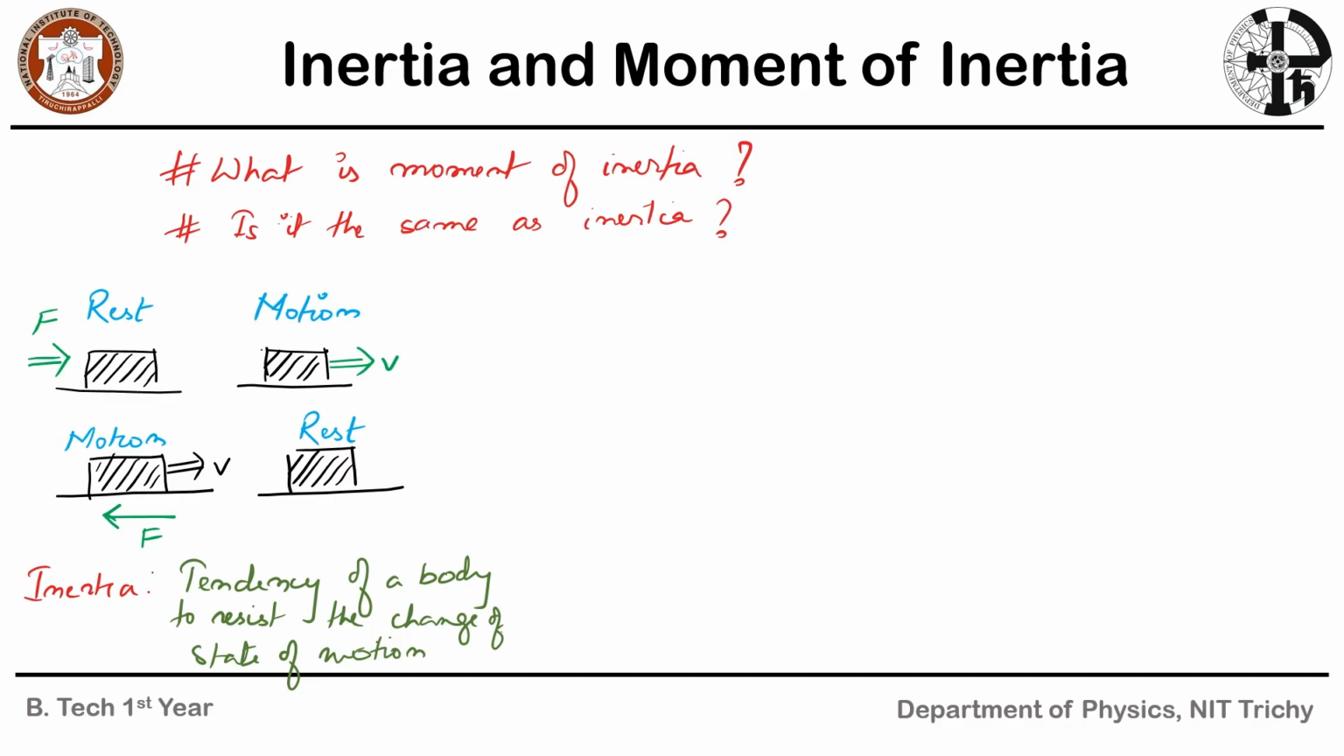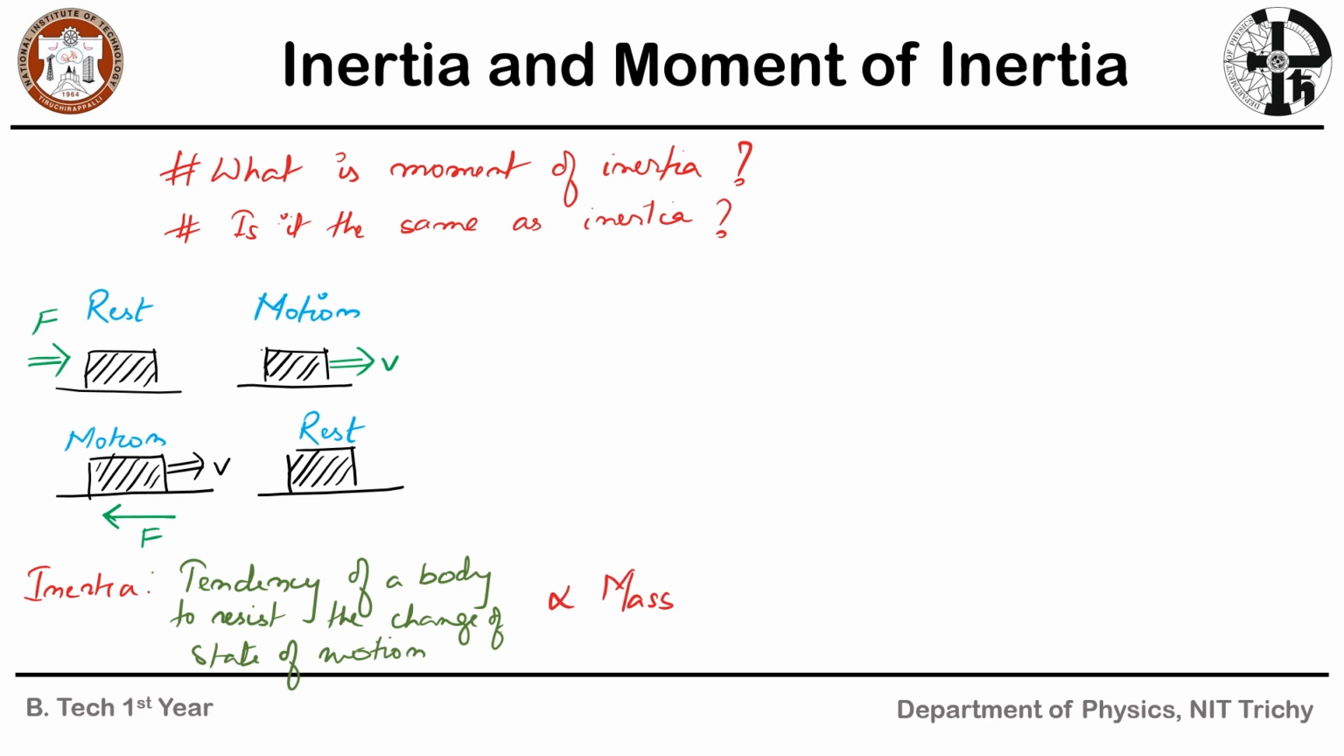For example, in the first case, it is changing from rest to motion. In the second case, it is changing from motion to rest. Now, the tendency of this body to resist this change is what we call as the inertia. And this is quantified in terms of mass.